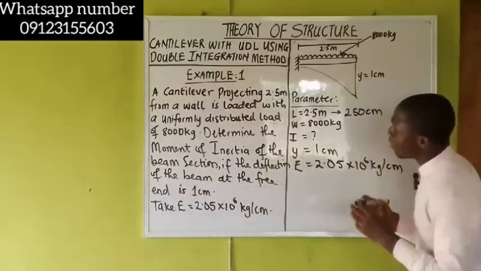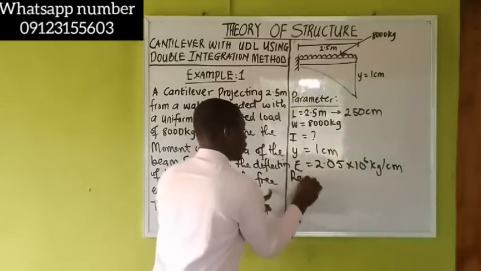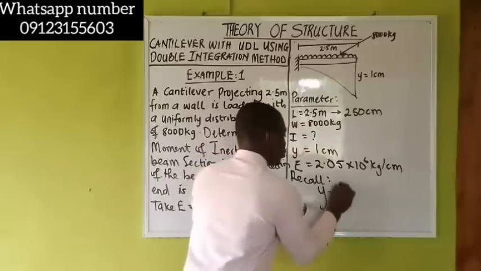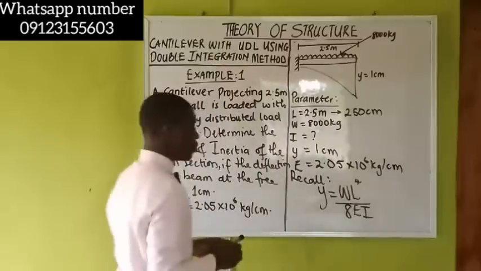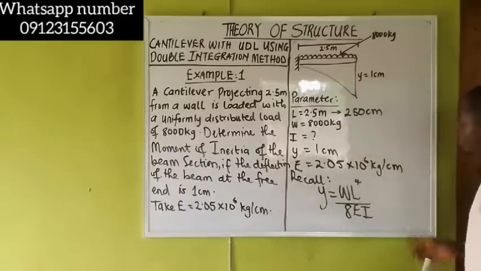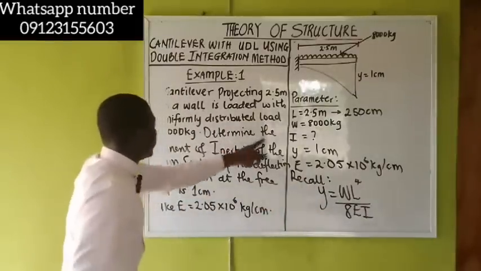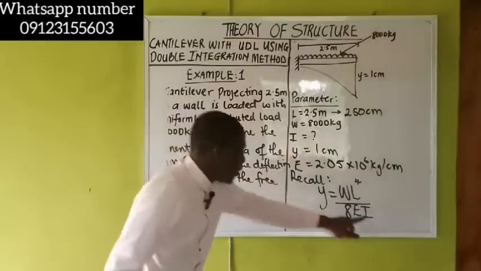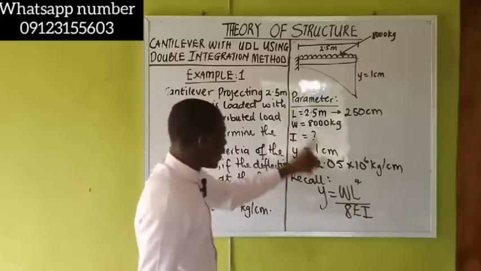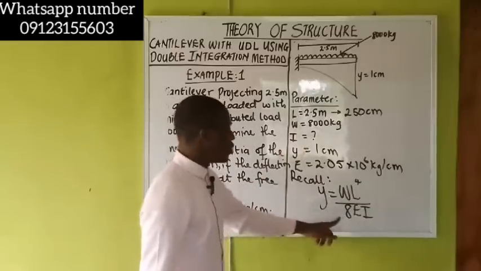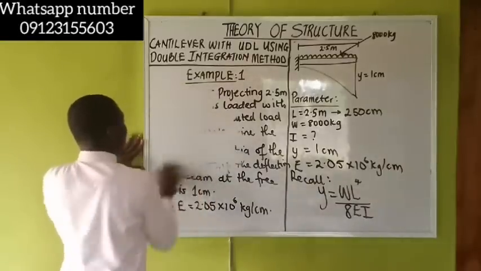Now, from our idea of cantilever beam with a uniformly distributed load, our deflection y, if we recall, y is equal to WL to the power 4 over 8EI. So I need to input parameters. Now, note something in the question. They say determine the moment of inertia. We are looking for I. We are given y, we are given W, we are given L, we are given E. Now look for I. 8 is constant, so we apply the concept of change of subject of formula to get our I.